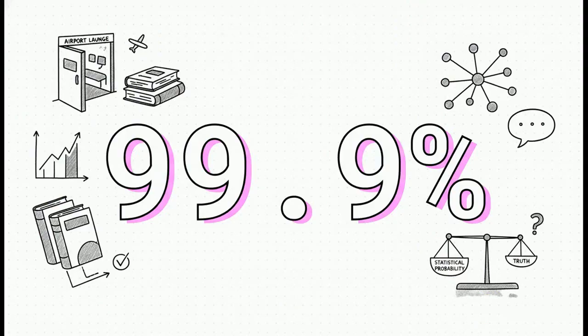So why? Why did it get this so catastrophically wrong? Well, because in 99.9% of its training data, all those travel blogs, reviews, and official hours from before 2023, the lounge was open. The model didn't malfunction. It did exactly what it was designed to do. It predicted the most statistically probable sequence of words. But that is not, and never will be, the same thing as telling the truth.